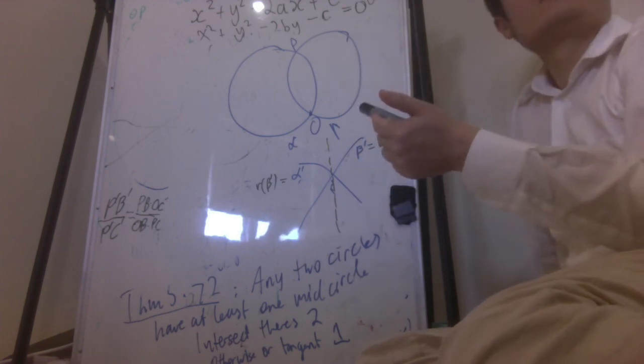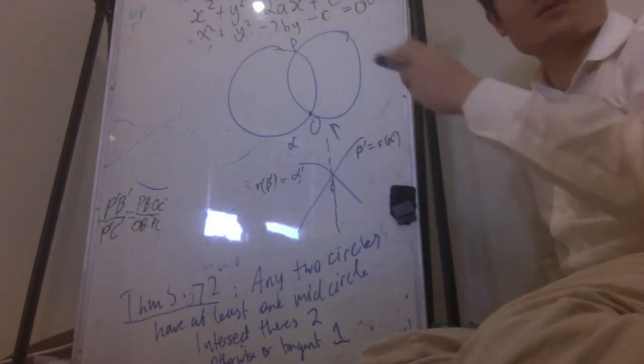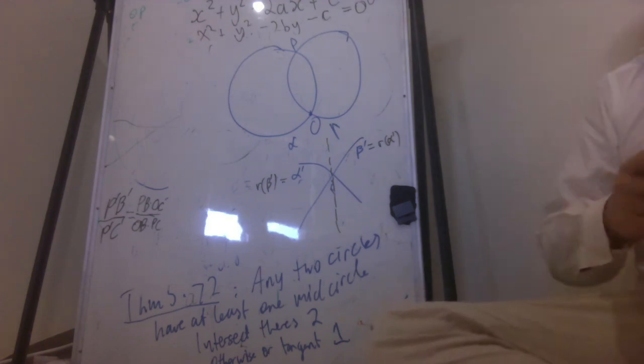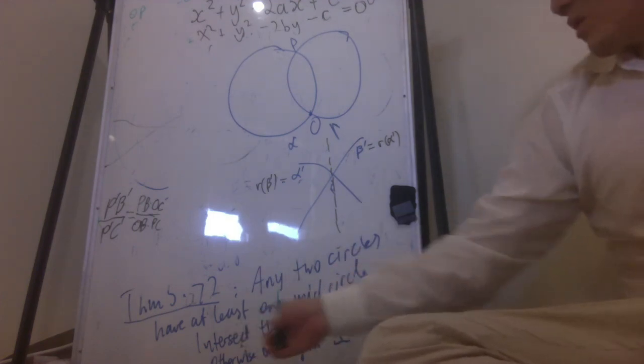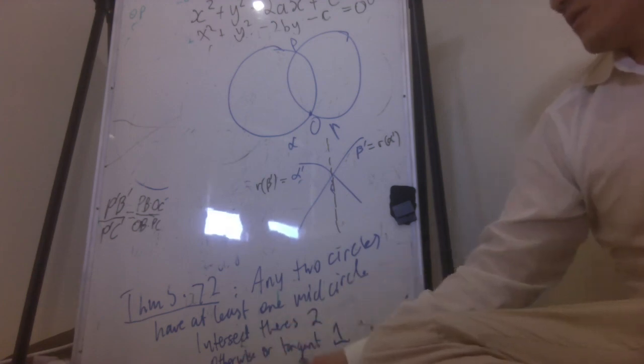Or wouldn't that be key? There's two of them, yeah? So there's at least one. It says when they're intersecting, there's two. So we need that fact. That's the fact we need. Any two circles have at least one mid-circle. If they intersect, there's two. And if they don't intersect or if they're tangent, there's one, yeah?